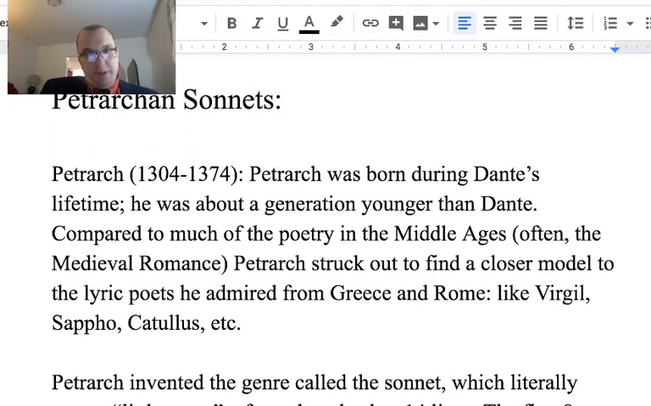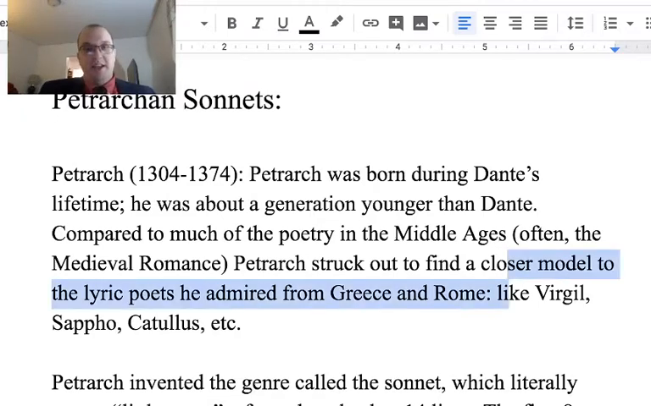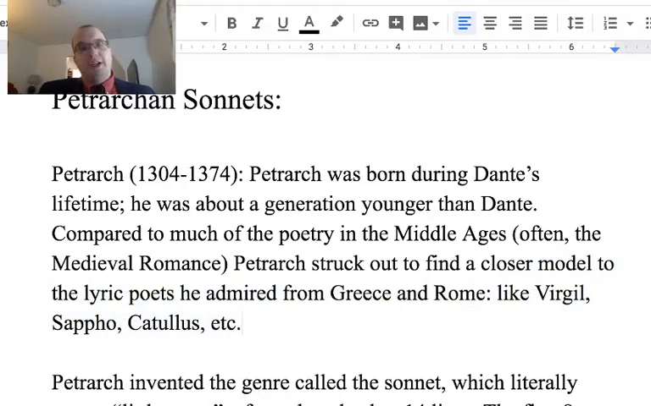A little bit about the man himself. He fell in love with a lot of these ancient Greek and Roman poets, people like Virgil, Sappho, Catullus. Petrarch was a big fan of the medieval romances. I think I read somewhere that he had read Chaucer. Petrarch wanted to take a step back to the old.